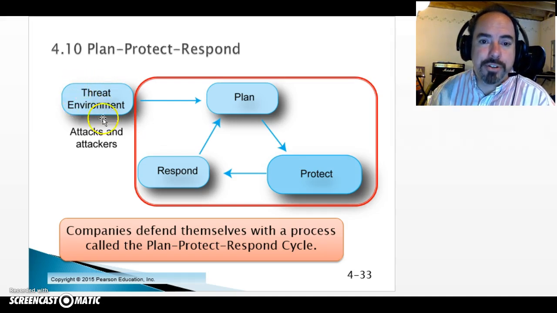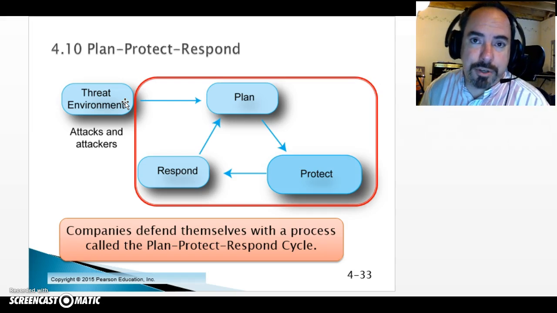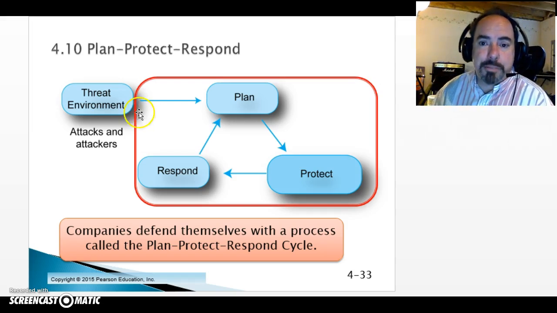The first step is looking at the environment and documenting all the potential threats. There's a long list. There are 12 categories of threats that we get into in the information security class in the spring. And then planning, which is where everybody should be spending the bulk of their time. 80% of your time should be put into security planning.